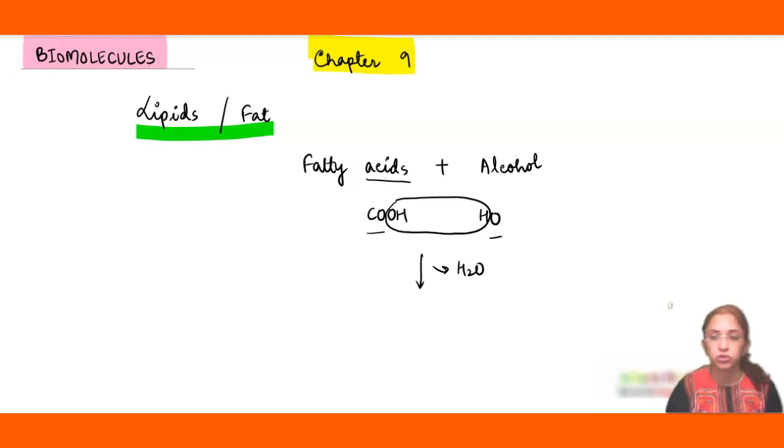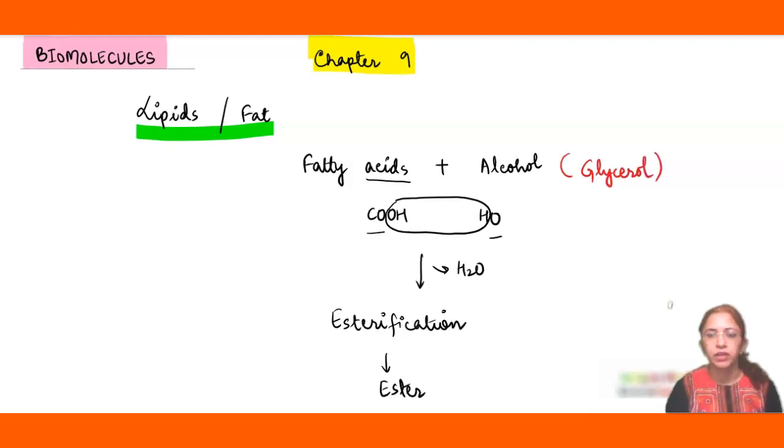And in chemistry also we have seen that whenever a carboxylic acid group condenses with an alcohol group, this is known as esterification. And because of esterification, the product that is formed is known as ester. Okay, so this is the main logic. Fats or lipids are formed by the aggregation of fatty acids and alcohol. Preferably in the case of fats, the alcohol is generally glycerol.